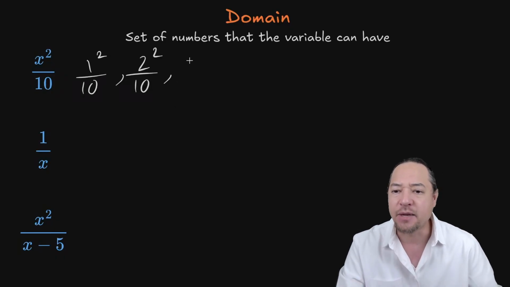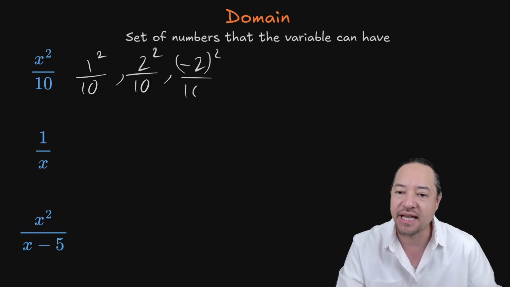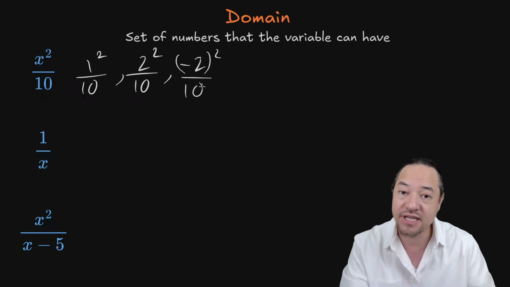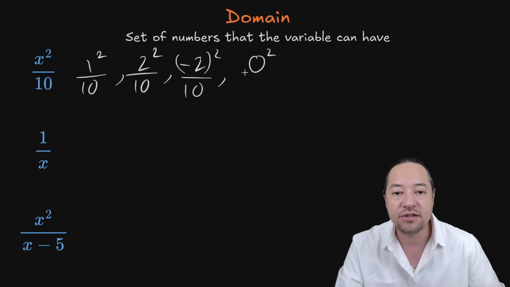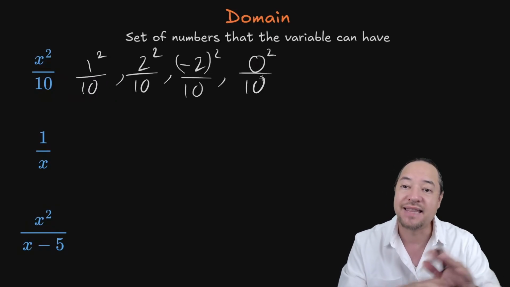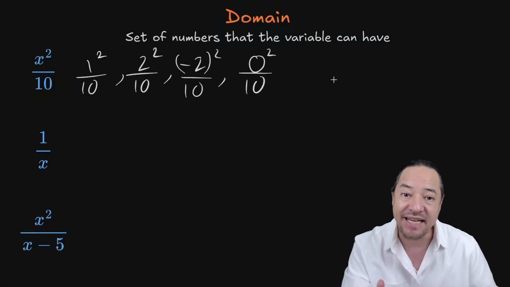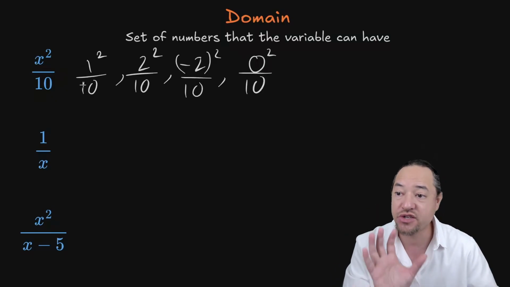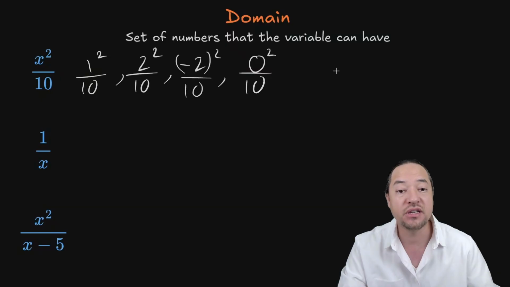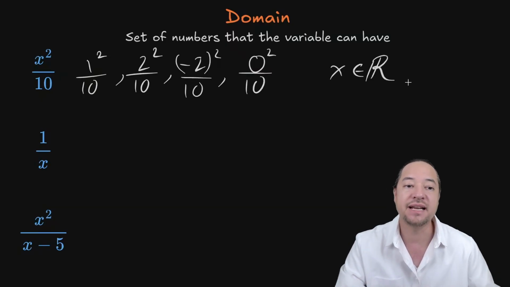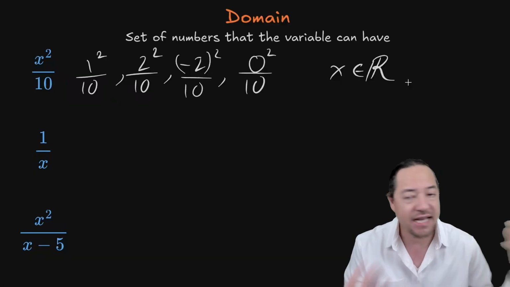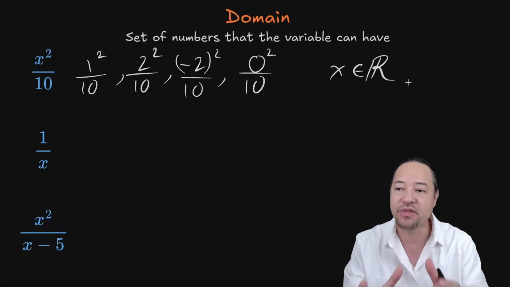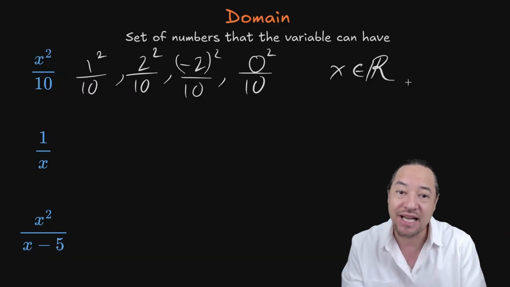That's fine. If I put in negative 2, well, that's also fine. I could put in negative 2 squared over 10. Again, I'll get 4 over 10. Or I could put in a 0. 0 squared over 10, that's just 0. That's just a number. Everything is fine. So what we can say is that the domain for this algebraic expression, for this rational expression here, is, well, x can be any real number, right? x is allowed to be any real number, and we will get something reasonable as a result here.